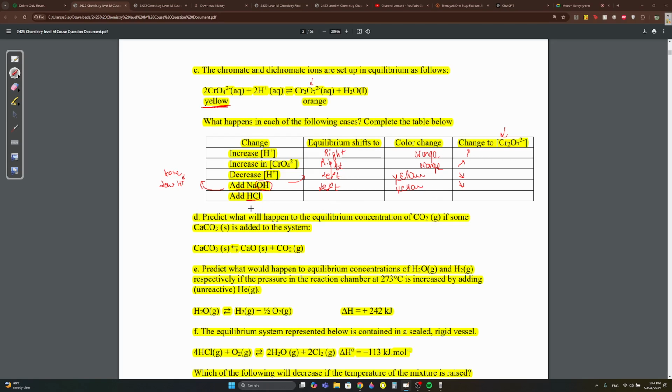Adding HCl. HCl is an acid, so it has H plus. So it's the same as the first one. Okay, so it's going to go right, orange, and increases. Okay.